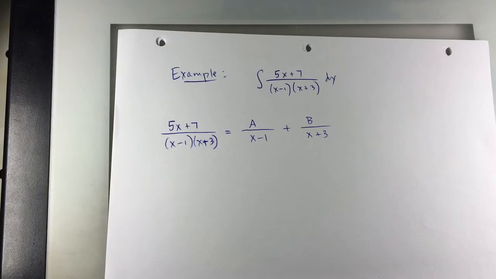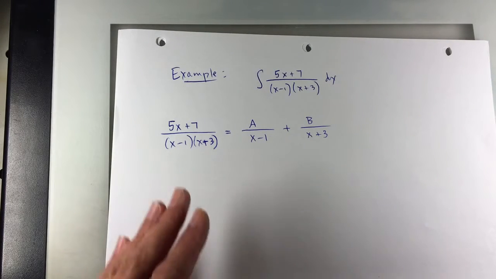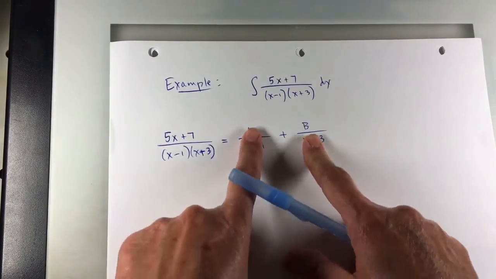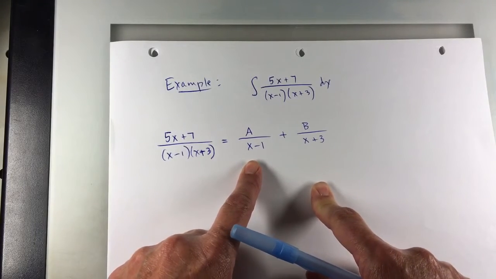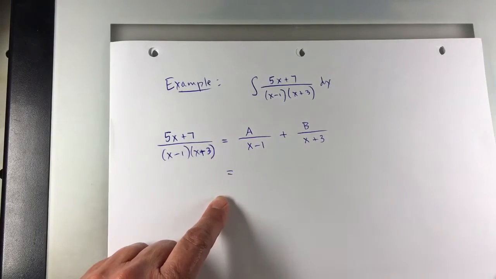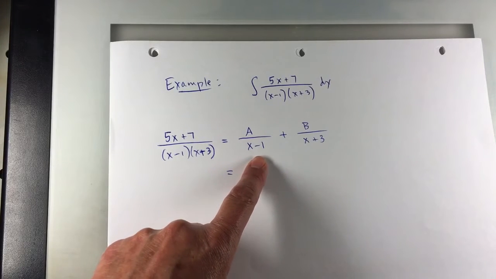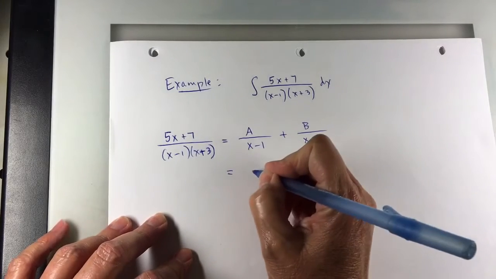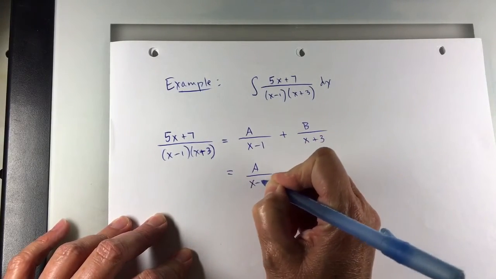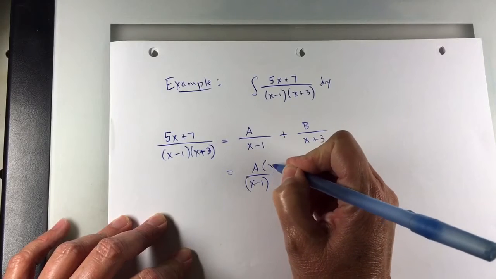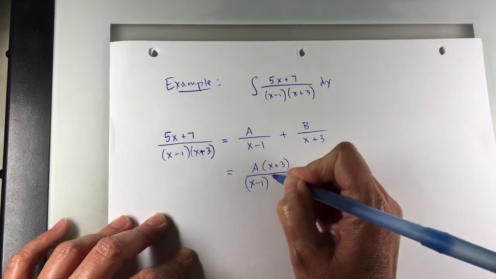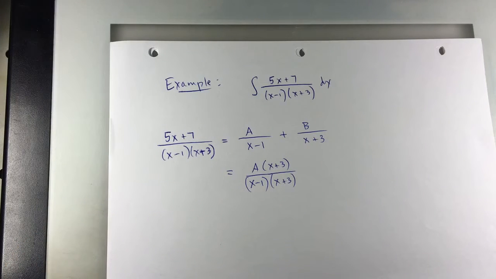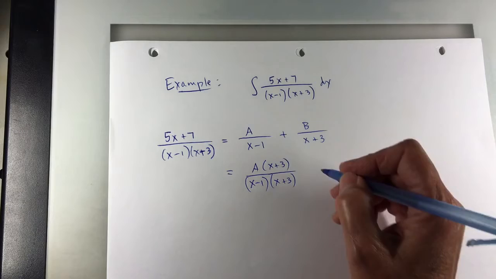So, while I'm saying I want to split this into two fractions, what I'm actually going to do is I'm going to take these two fractions and I'm going to add them together. So, I'm looking at it and I'm thinking the common denominator is x minus 1 times x plus 3. So, for the first fraction, A over x minus 1, I have to multiply the top by x plus 3 and multiply the bottom by x plus 3. And then what do I have to do for the second one?